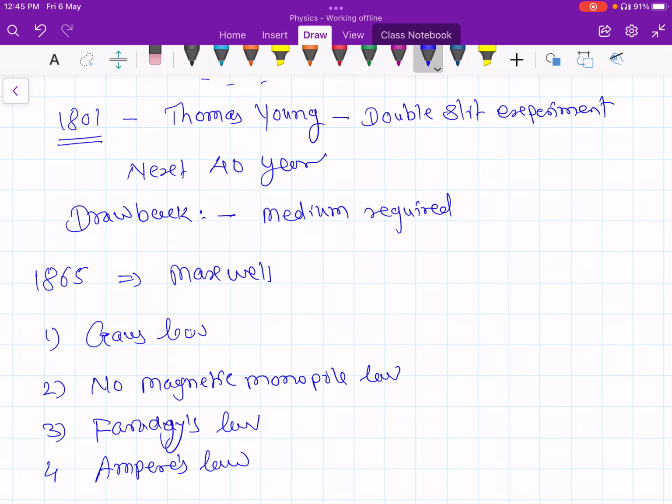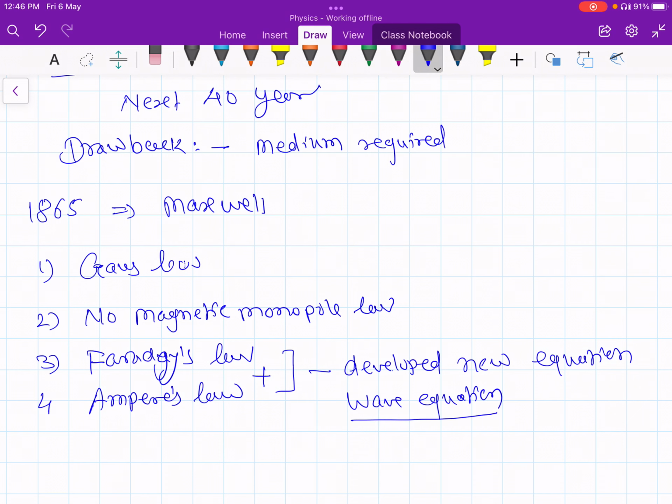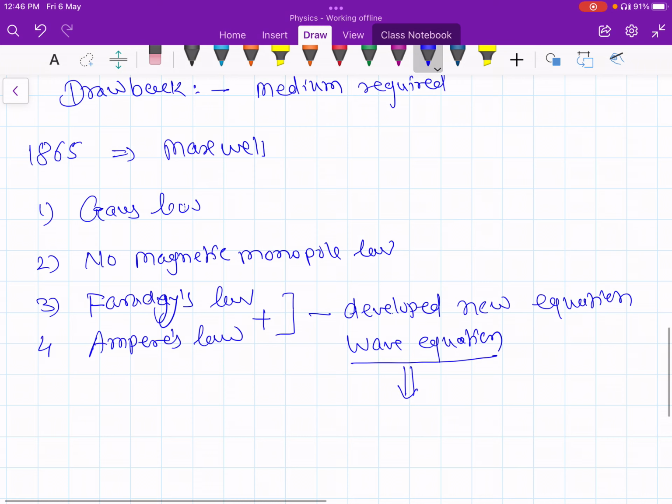So Maxwell was unifying these electric and magnetic phenomena, and he developed a new phenomenon. He unified these laws. For example, he combined Faraday's law and Ampere's law and developed a new equation, which is the wave equation. And using this wave equation, he found velocity.